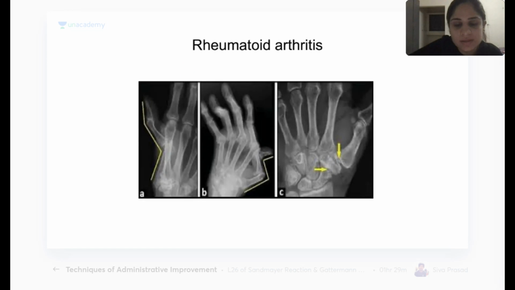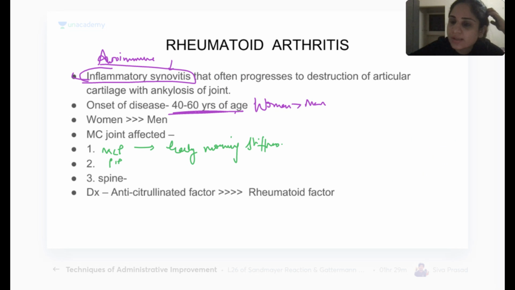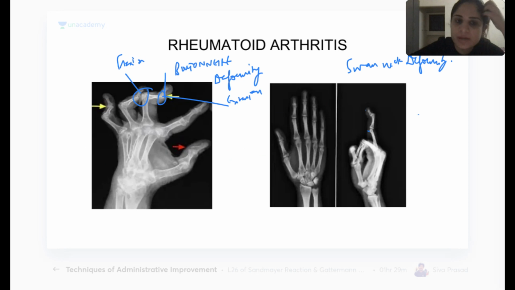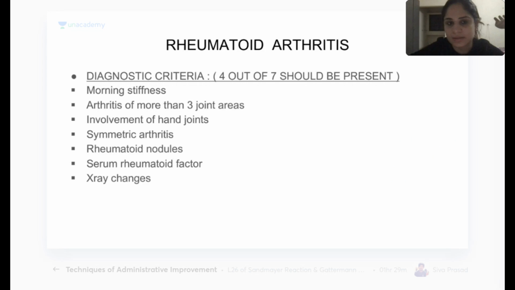Now, what is this deviation called? This is called Z deviation, or the deviation of the hand towards the ulnar side. So this is called ulnar deviation or Z deviation of the hands. All these three things, in ortho they ask you mostly this only: Z deviation, swan neck deformity, boutonniere deformity. All these are seen in which disease? Simply answer that it is seen in rheumatoid arthritis.